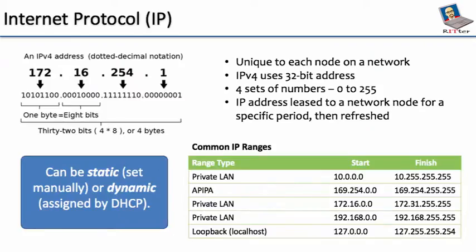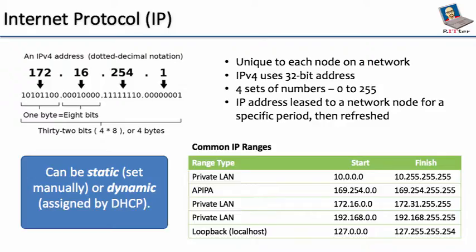Starting with one of the more important ones, Internet Protocol. Internet Protocol is what assigns unique addresses to every node on a network. If a computing device is connected to a computer network, it needs to have a unique address that no other node on that network has. The IP address is the thing that was invented to accommodate that.